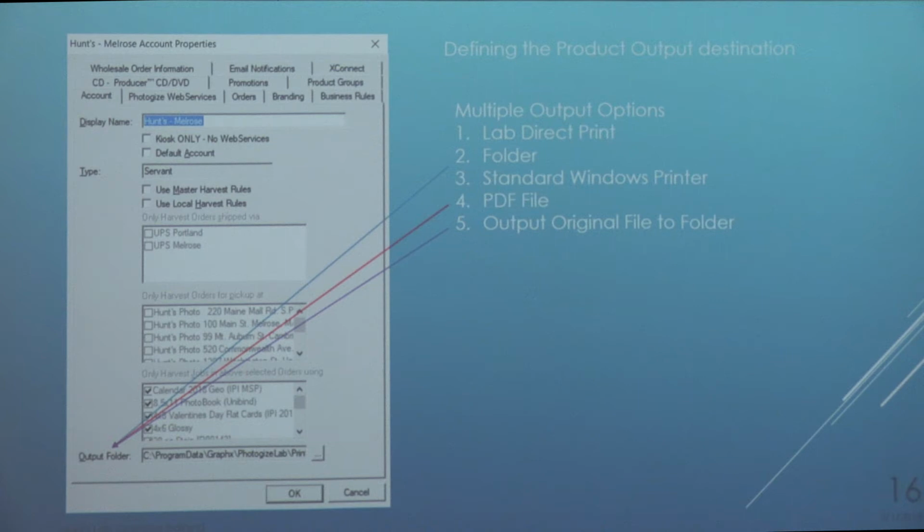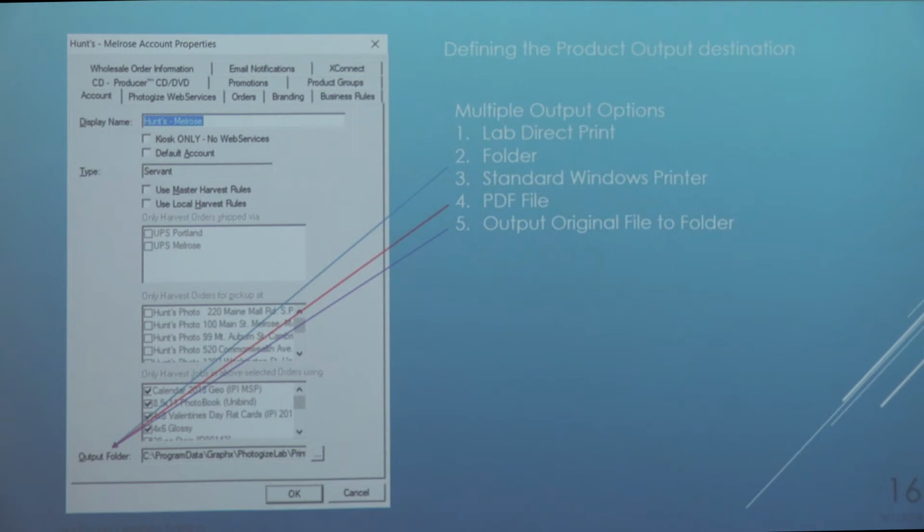If you do the original file to the folder, it will literally copy the file that was sent by the customer. Full size, 10 meg file, whatever it is, it goes out to the folder. You won't get that with printing to the folder. So that's the difference. We had some people that wanted that, so we added that. The one that's missing from this list is Raster Plus. You don't use it. I didn't put it in here.